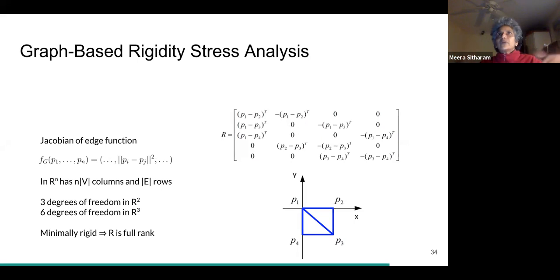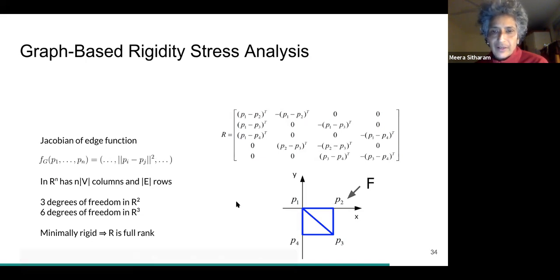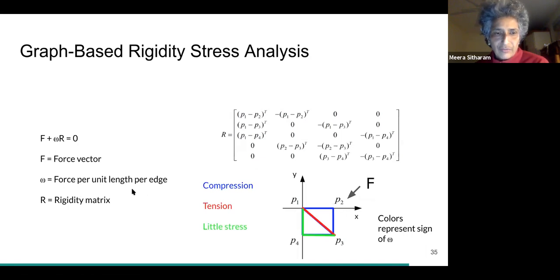Computation of the representative volume, in fact, requires solving some kind of a PDE, often using these Apollonian packings they use for concrete and things like that. I attempted to do this using the discrete representation directly, and then you can connect it to whatever finite element or continuum representation solver you have. So this is just the usual rigidity matrix. We all know how to compute the stresses. If you have a force vector, you have F plus omega R equal to 0. Force is the force per unit length edge.